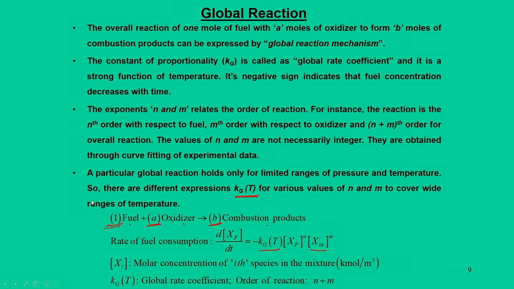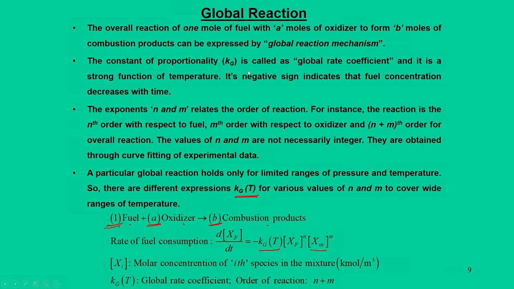Now, when fuel and oxidizer give the combustion product, we really do not know what happens in between. Many times, if you want to study the physics of formation of this combustion product, it is essentially the molecular collision among the fuel and oxidizer particles, and through this collision process there are many intermediate species that are formed, and once they settle down we get the combustion products. But we are not really worried about what those intermediate products are.